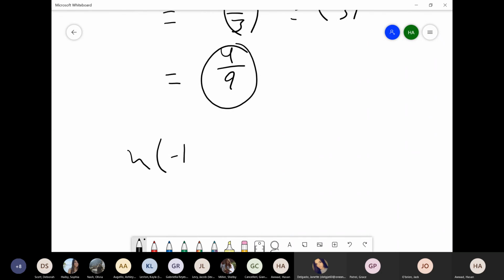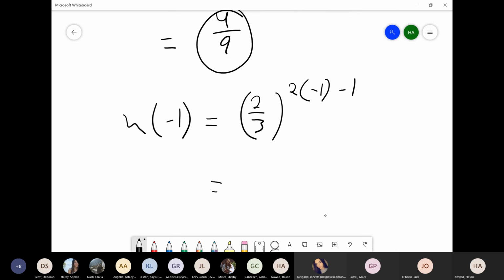So h of -1, that's the next piece that we have to find, right? So once again, your base is 2/3. You're starting with 2 times x, right? So that's 2 times -1 minus 1. So 2 times x minus 1, 2 times -1 minus 1.